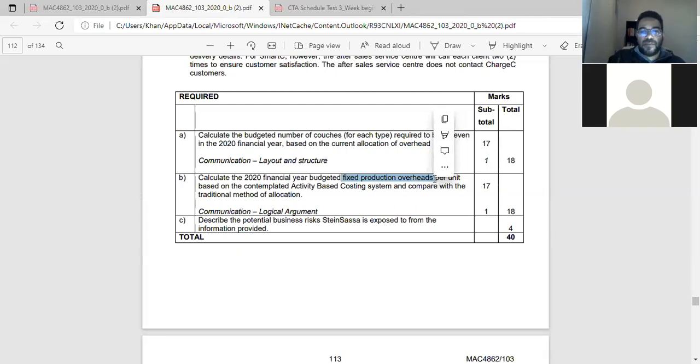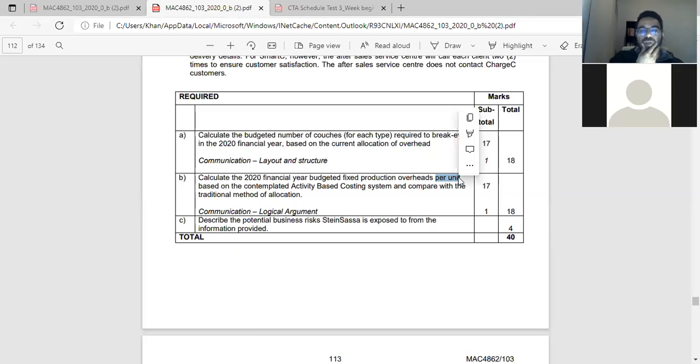Next important aspect, per unit. They're not asking you for a total cost. They want a cost per unit. So per Smart C, and per the other one, Couch C, whatever it was called. So Smart C and the other one. So they want per unit.